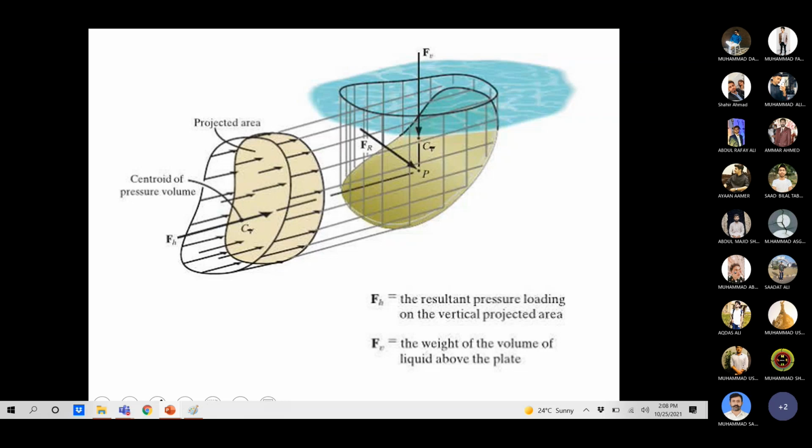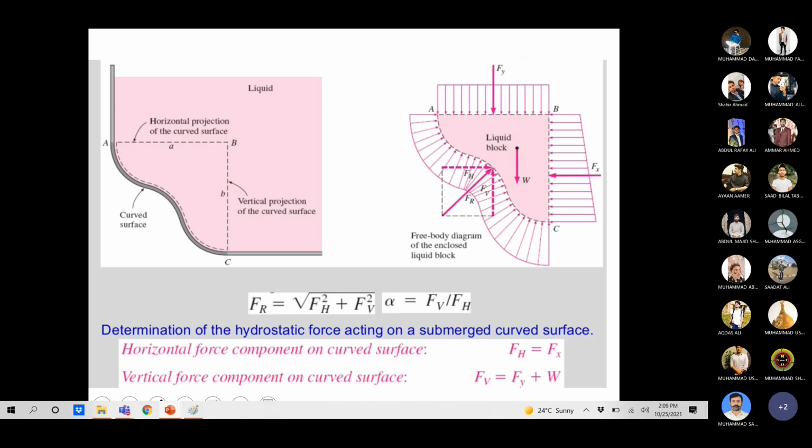Just like this one, if this is a curved surface, then we have to find the resultant pressure loading on vertical projected area and the weight of volume of liquid above that plate. इससे पढ़ते हैं, यहाँ से समझ आ जाएगा. Say we have this curved area and this is its horizontal projection having dimension A and vertical projection having dimension B. So leave this curved surface and just draw its projection.